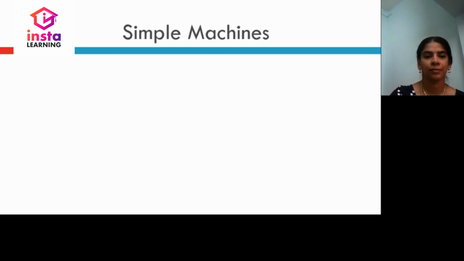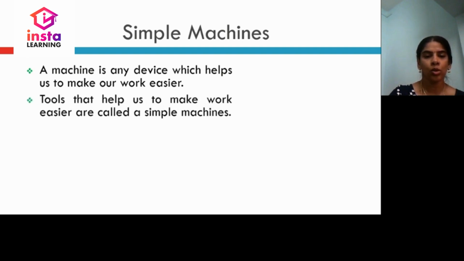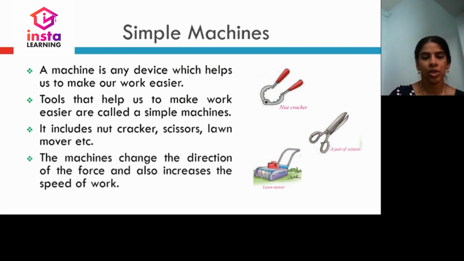Simple machines. A machine is any device which helps us to make our work easier. Tools that help us to make the work easier are called simple machines. The tools include nut cracker, scissors, lawn mower, etc. The machines help in changing the direction of the force and also increase the speed of the work.